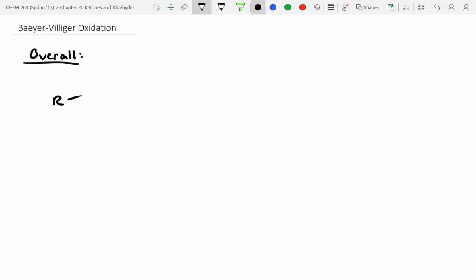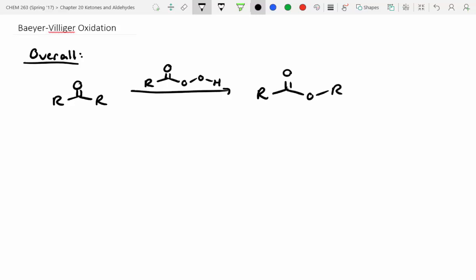So if you have a ketone or an aldehyde, you can react it with a peroxy acid. And if you remember, a peroxy acid like MCPBA is basically a carboxylic acid with an extra oxygen shoved in. And when you do this, you'll end up getting an inserted oxygen.